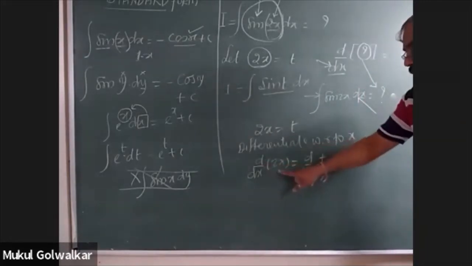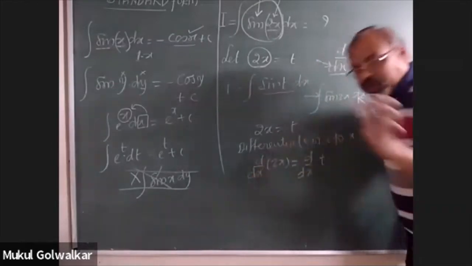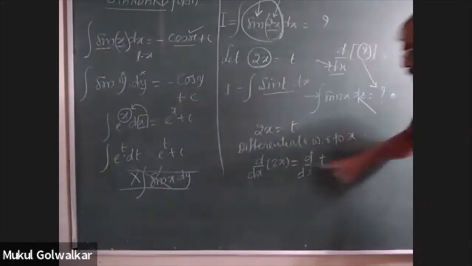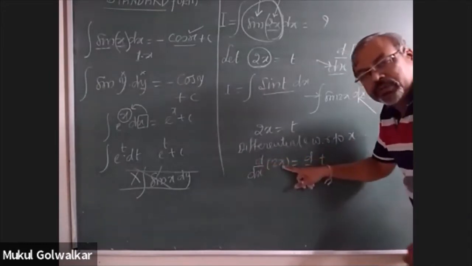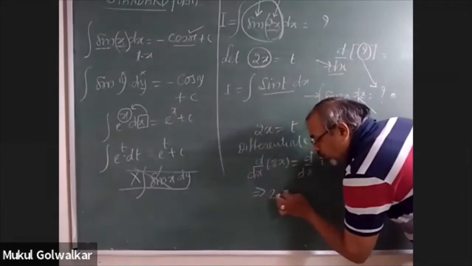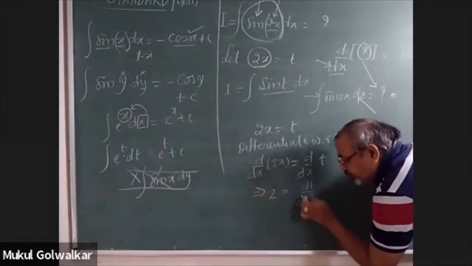d/dx of 2x is equal to d/dx of t. Why this d/dx? You understand that thing. This d/dx is because of this reason. So what is the derivative of 2x? The derivative of 2x will be equal to 2. So 2 is equal to dt/dx.